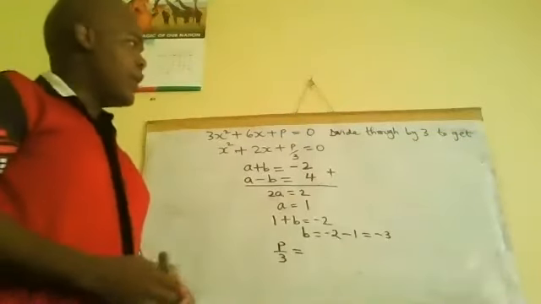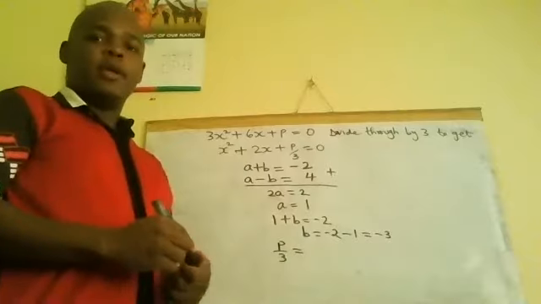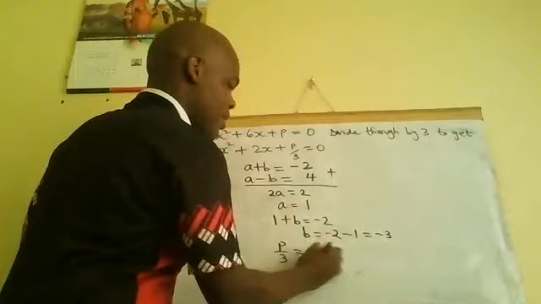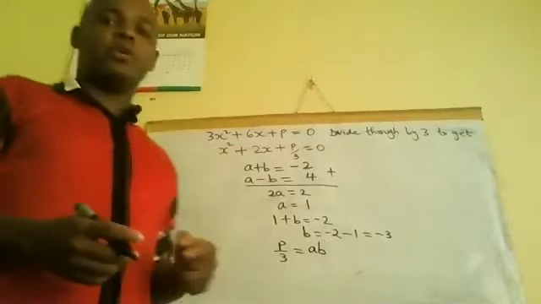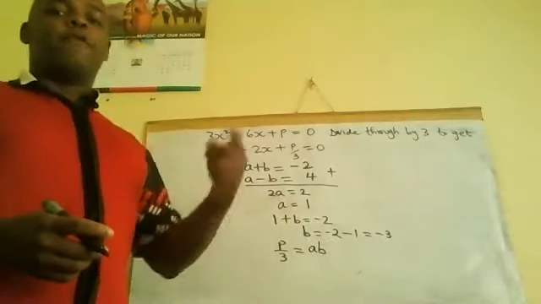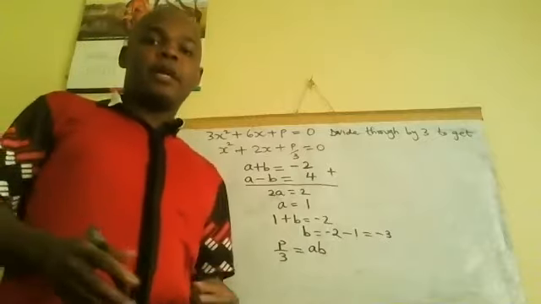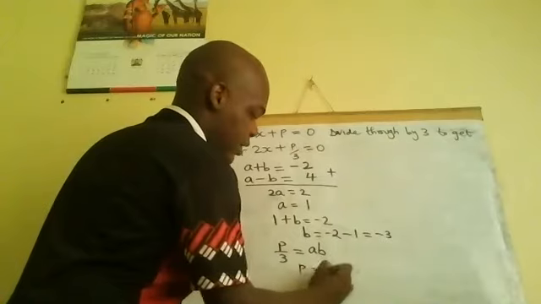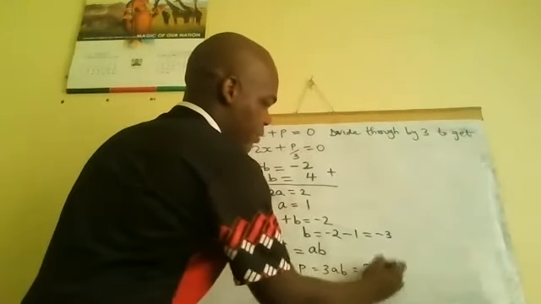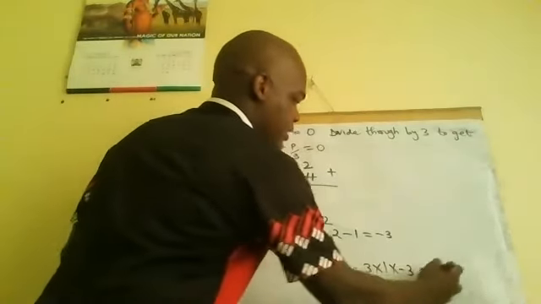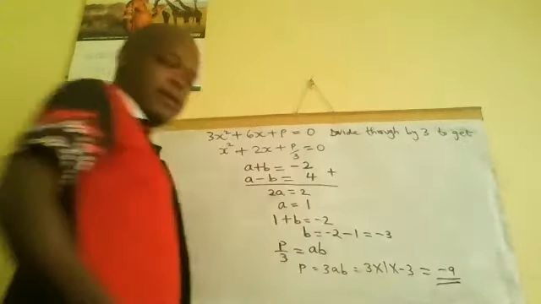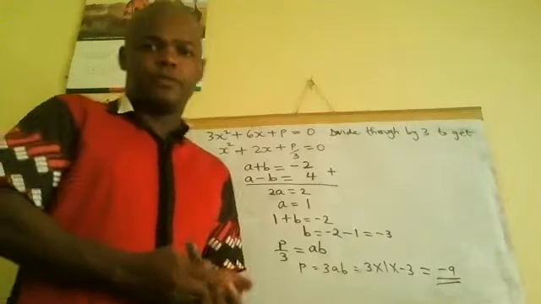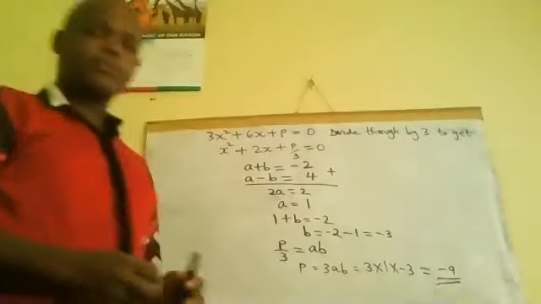After that, you ask yourself, what is p over 3? According to the equation, p over 3 is the same as ab. If you compare this with the equation x squared minus (a plus b)x plus ab, then you can see p over 3 is equal to ab. So p is 3ab, which is 3 times 1 times -3, which is -9. So that is how we solve such a question.